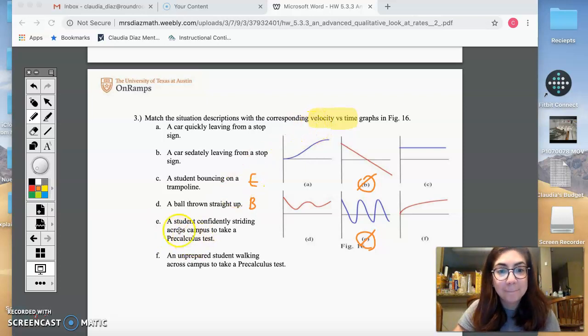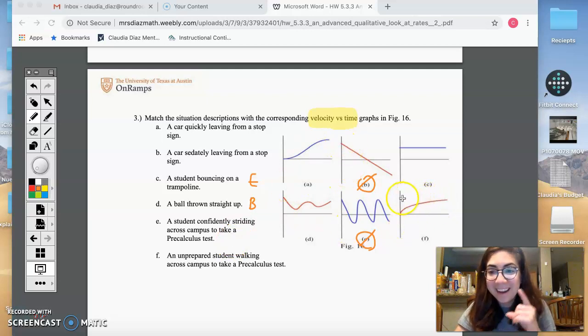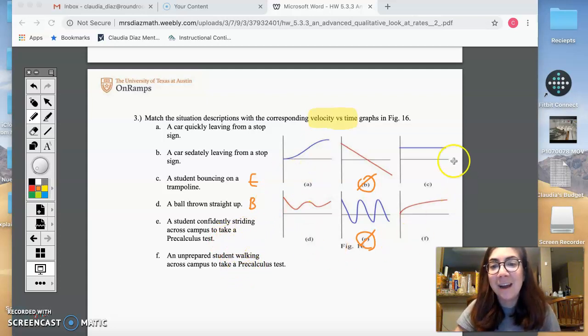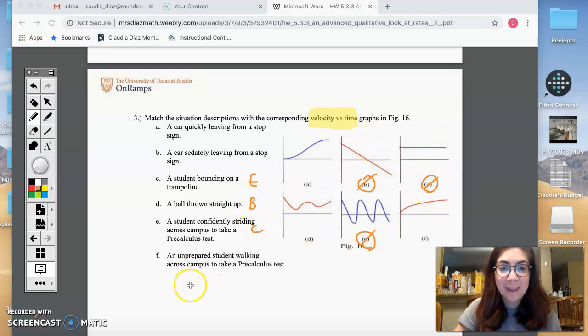All right, letter E. A student confidently striding across campus to take a pre-cal test. Really wish we could be at school right now and see you guys come into class ready and excited for this test, because everybody would be this graph, right? Yeah? Okay, anyways. So when you're walking with pride, you're just walking at a constant rate. And of the graphs here with that constant rate, that's going to be C.